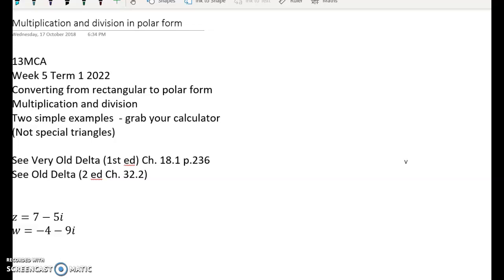This video is to help you with how to convert complex numbers from rectangular to polar form. And I'm going to go through how to do that and then how to multiply and divide in polar form. I'm using two examples in here for which you're going to need your calculator, so please go grab it.